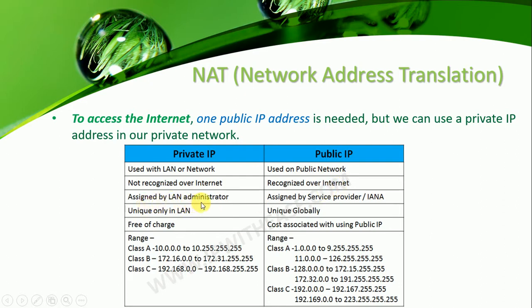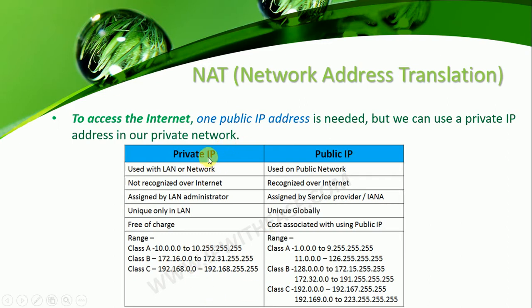A private IP is assigned by the local administrator. Suppose you are a local administrator, you assign the systems private IP addresses, and a public IP address is assigned by the service provider who provides you the internet connection, or IANA. A private IP is unique within the LAN, and a public IP is unique globally, all over the world. There is no charge for private IPs, but you need to pay the service provider yearly or monthly for a public IP.